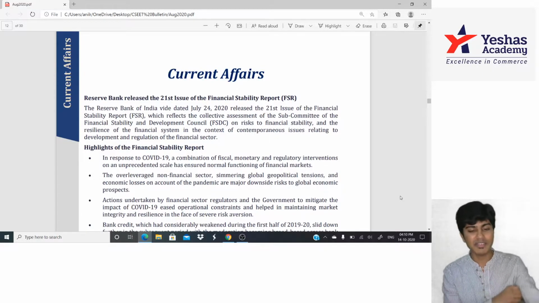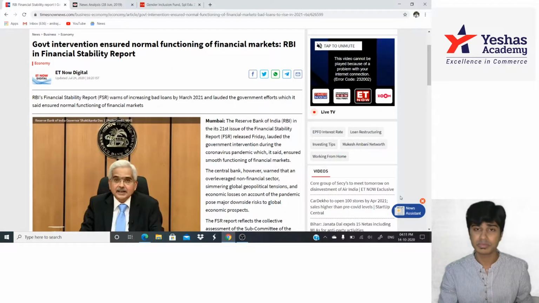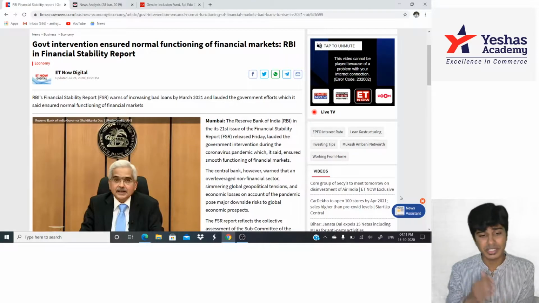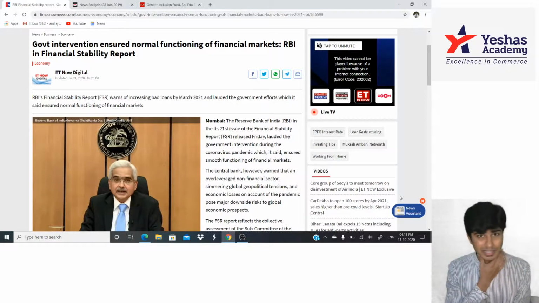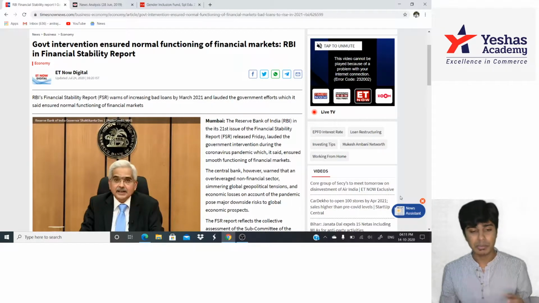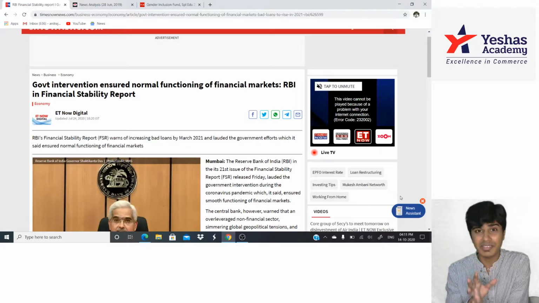So the first thing that we have is with regard to the 21st issue of the financial stability report. This is a news concept: government intervention ensured normal functioning of financial markets, says RBI in the financial stability report. After the entire impact that happened in the month of June, this financial stability report was issued by RBI. RBI's prima facie statement was that the government intervened and made a lot of changes in the market, isn't it?